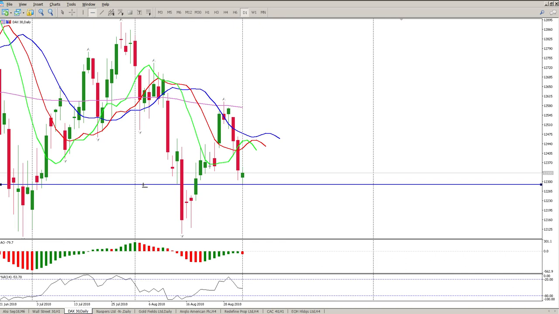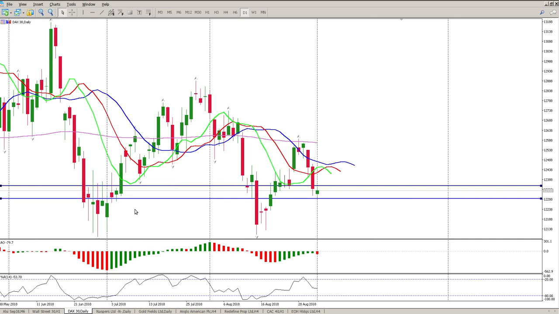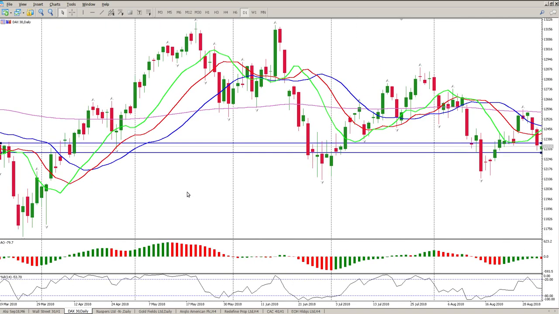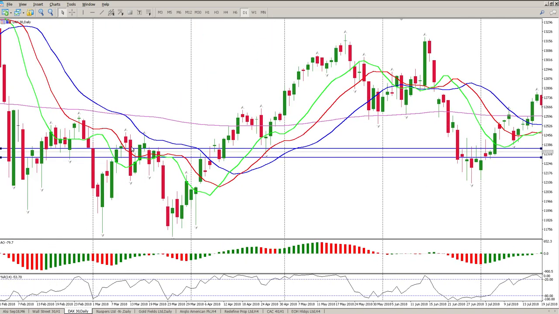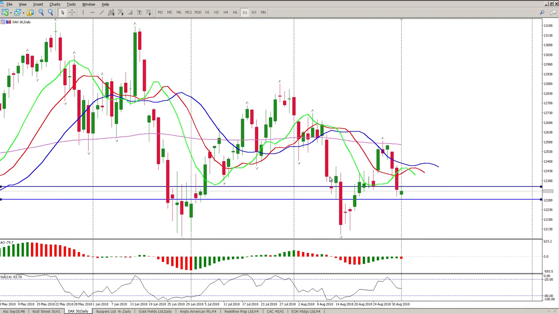So as expected yesterday, we did range, and being a public holiday in the US and a Monday, that's normally what happens. But I think the important thing here is if you look to the left, you see all these tails in this zone where we ranged, tails on the top, tails at the bottom, lots of consolidation happening inside this zone. So this zone is really between 12,360 and 12,250.